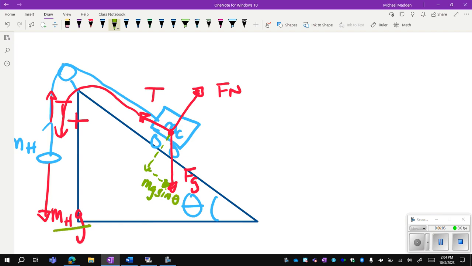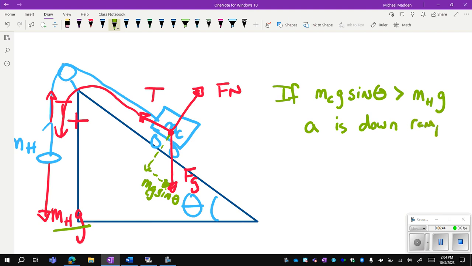And then I have this mhg going the other way. So mcg sine theta is trying to make the cart go down the ramp, so it's trying to make it go this way. And then I have the mhg, which is trying to make the hanging weight go that way. So if mcg sine theta is greater than mhg, then the object will accelerate down the ramp. So a is down ramp. I can't just say down, I have to specify that this thing is going to start going that way.